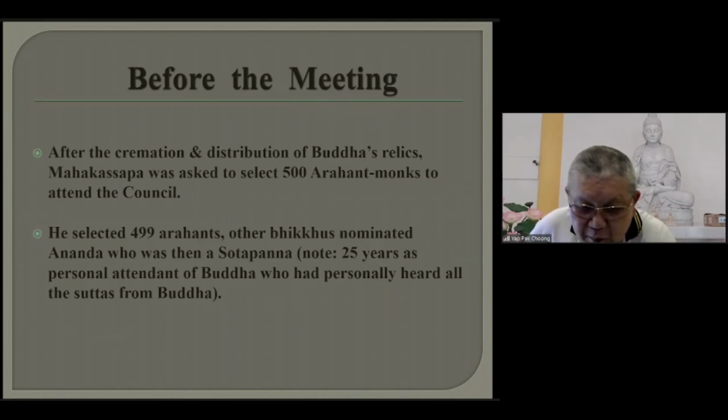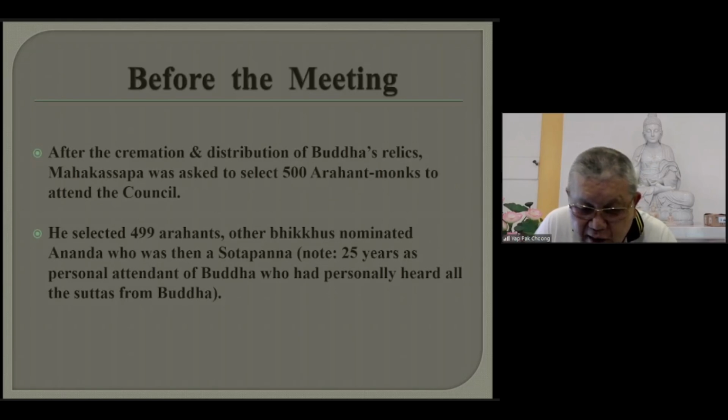Kusinara. After the cremation and the distribution of relics, the next event was that Mahakasapa told all the monks who attended the ceremony that they decided to call a meeting, what we call a council. They told all the monks they wanted to gather after the Buddha passed away. Now we have to think of our future. So he got an idea: to select 500 Arahant monks to attend the council, because otherwise a few thousand would be crowded and difficult to manage and control.